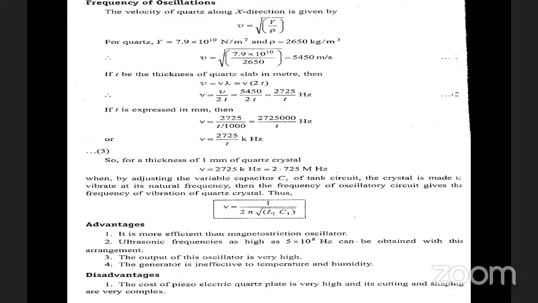Ultrasonic frequencies as high as 5 × 10^8 hertz can be obtained. The output of the oscillator is very high. The generator is unaffected by temperature and humidity. Disadvantage: the cost of the piezoelectric quartz plate is very high, and its cutting and shaping are very complex.